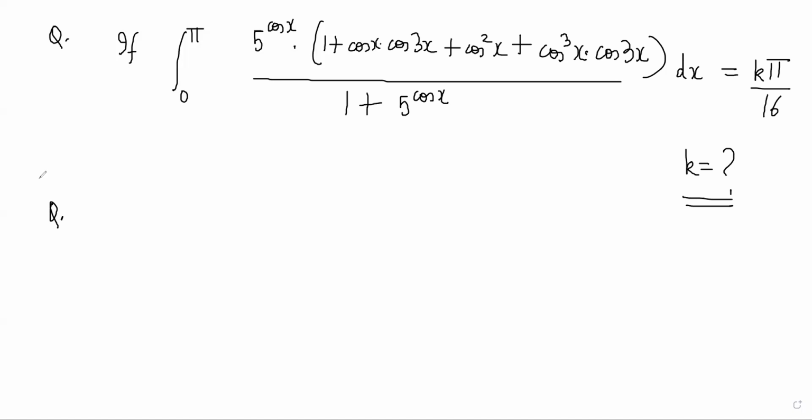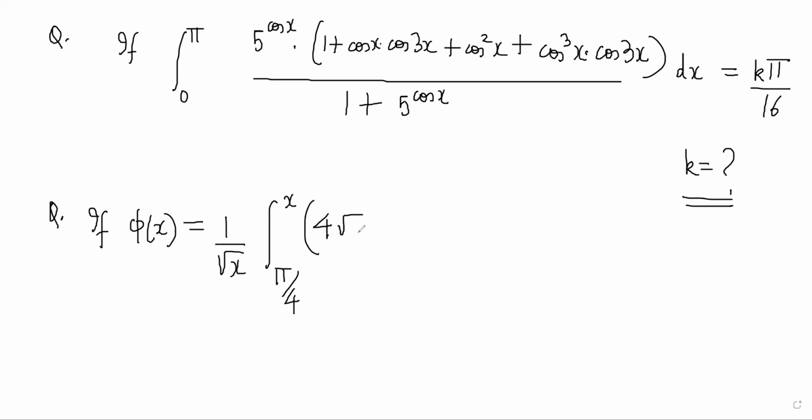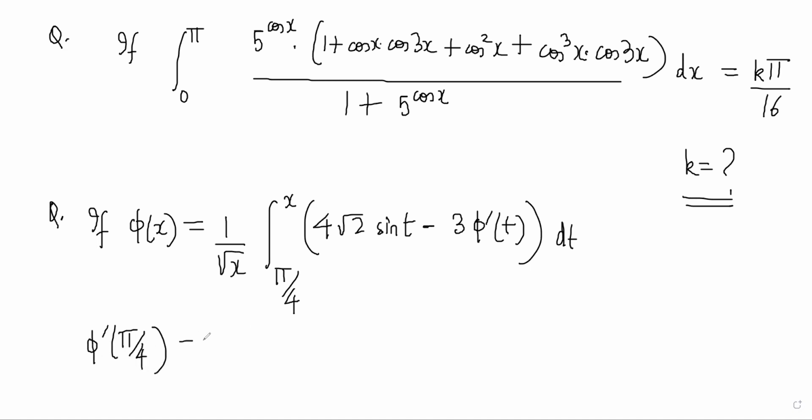Okay, then the next one is if phi of x is equal to 1 over root x, integral of pi by 4 to x, 4 root 2 sine t minus 3 phi dash t dt, then phi dash pi by 4 is equal to what?